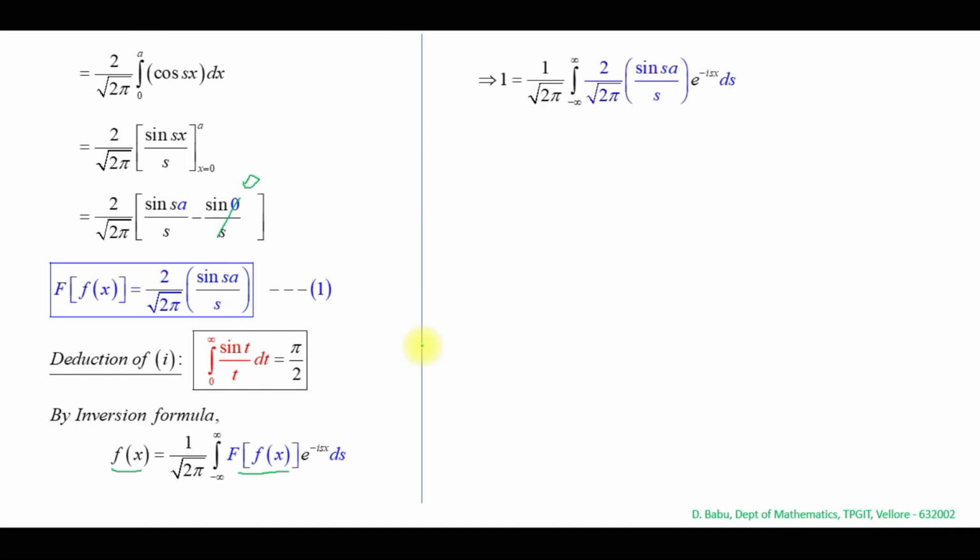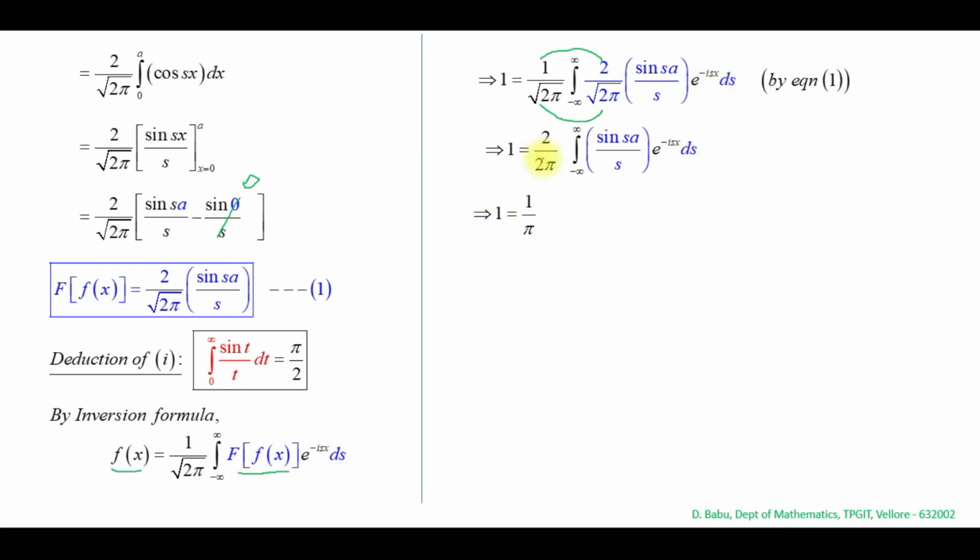So 1 equals 1 divided by square root of 2 pi, integration from minus infinity to plus infinity of 2 divided by square root of 2 pi times sin s divided by s times e power minus isx ds. This implies 1 equals, so 2 into 1 is 2, square root of 2 pi into square root of 2 pi, integral from minus infinity to plus infinity of sin s divided by s times e power minus isx dx.